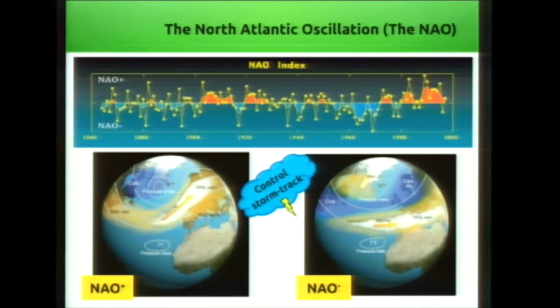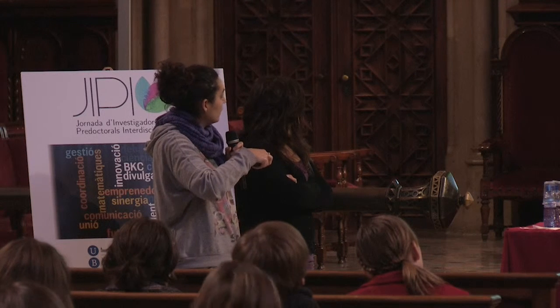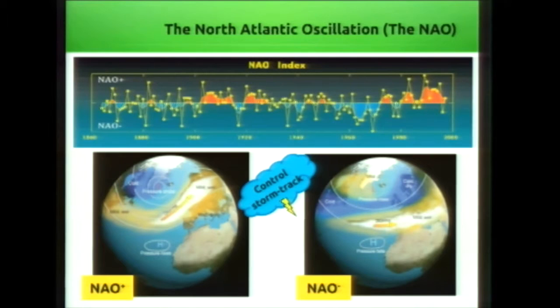During the positive phase, both pressure centers are reinforced and they move to the south. So this phase tends to be associated with warm and wet conditions in the north of Europe and the opposite in the south. And during the negative phase, the weather conditions are the opposite. Both pressure centers are weaker, and this phase is associated with cold and dry conditions in the north of Europe and wet conditions in the south. And all of this is translated into interannual and interdecadal oscillation of the NAO.